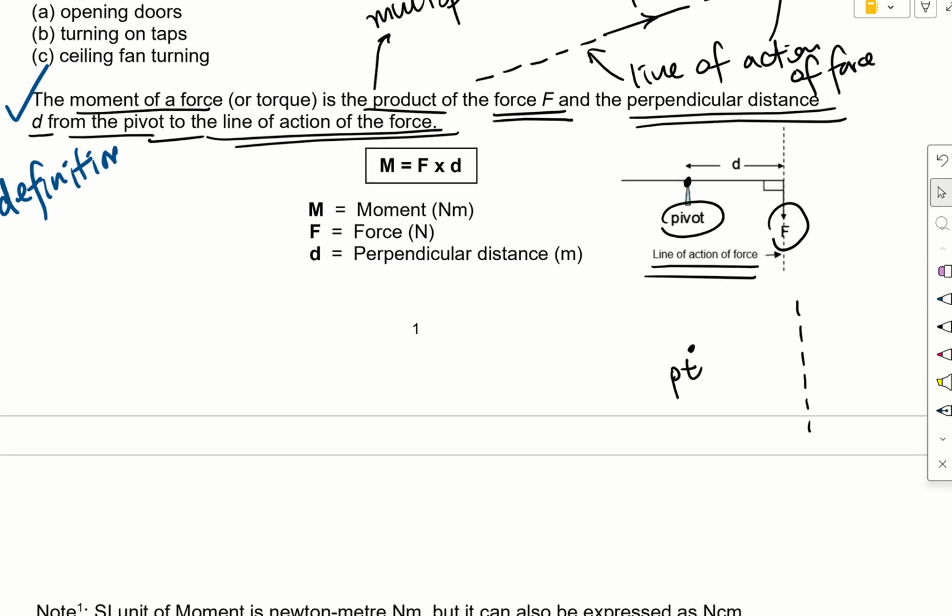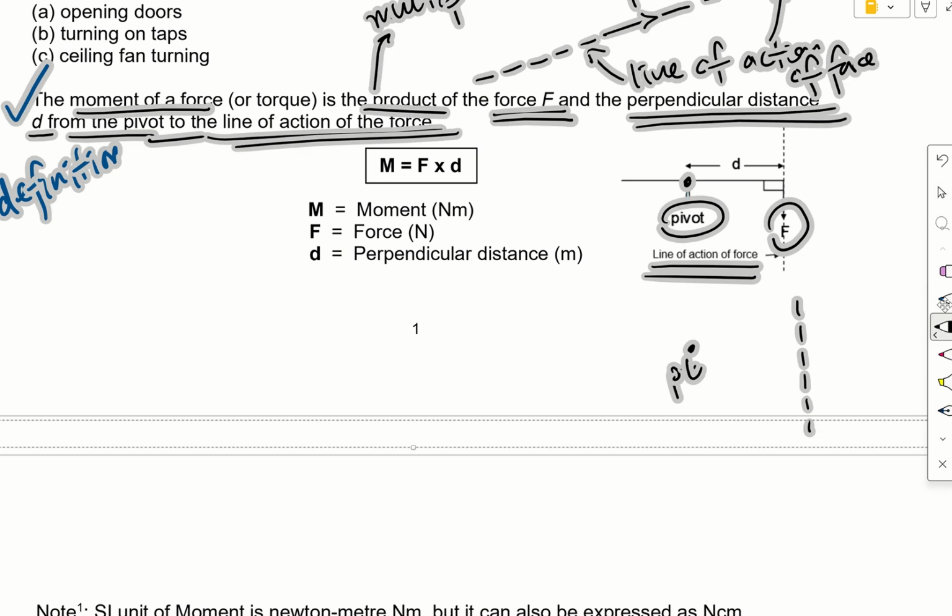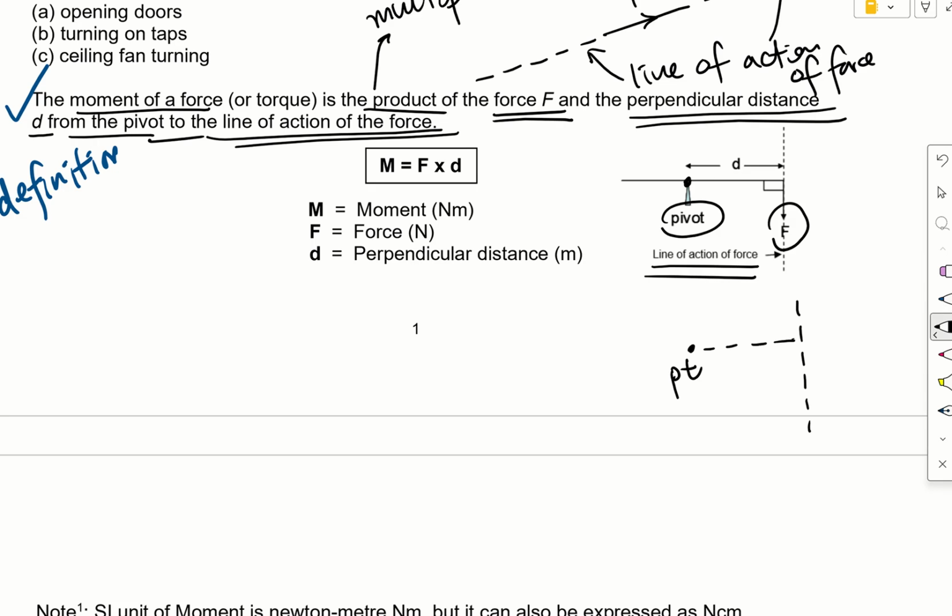Actually, it's a very simple concept. The perpendicular distance is actually the shortest distance of the line to the point. I repeat, the perpendicular distance is the shortest distance between the line and the point. The point is the pivot. The line is the line of action of the force, and the perpendicular distance will be the shortest distance between the point and the line. And it happens to be perpendicular.